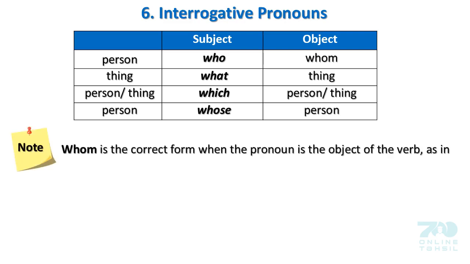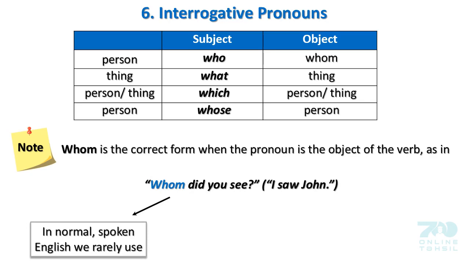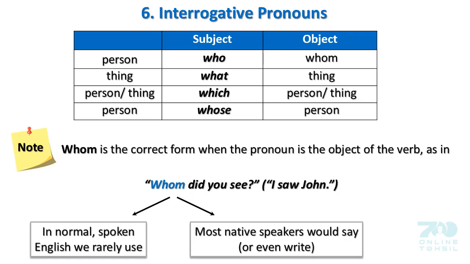Notice that whom is the correct form when the pronoun is the object of the verb. As in, whom did you see? I saw John. However, in normal spoken English, we rarely use whom. Most native speakers would say, or even write, who did you see?